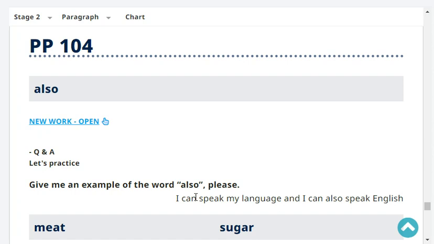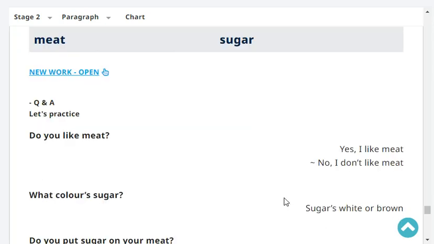Give me an example of the word also, please. I can speak my language and I can also speak English. Very good.